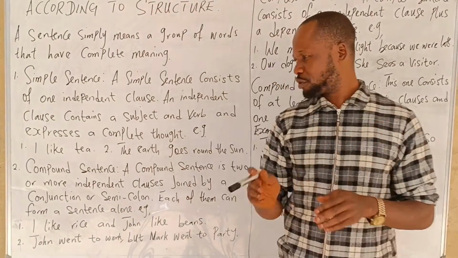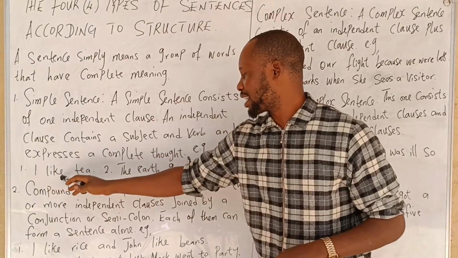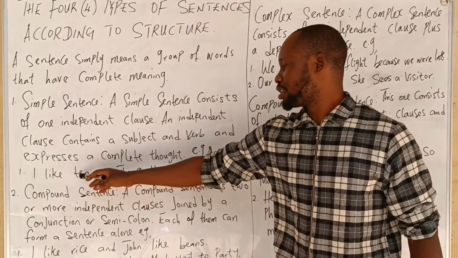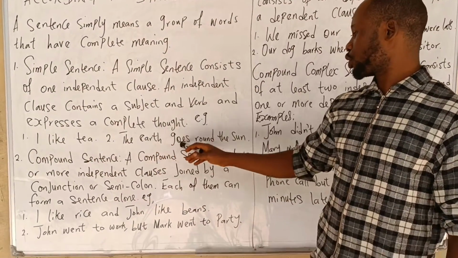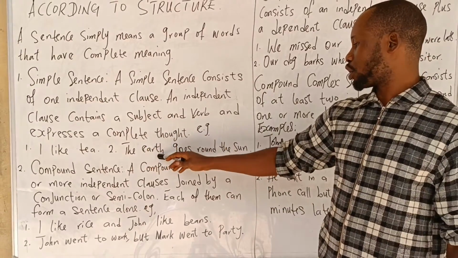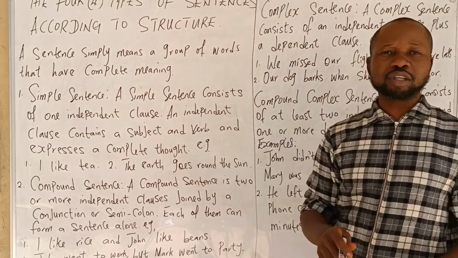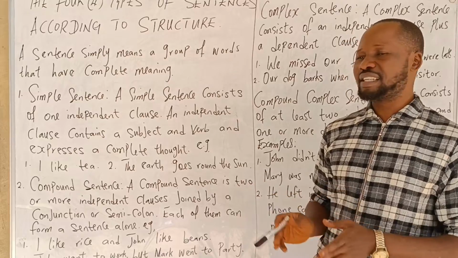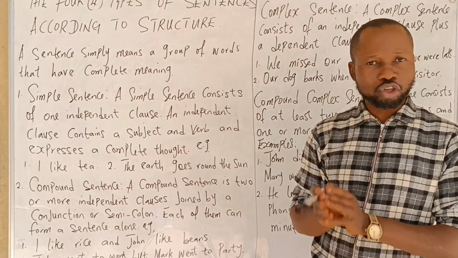Yes. If you see that we have I like tea, I is the subject and this one is the object. The earth goes round the sun. This is its subject and this is the object. So we can say a simple sentence has what? Subject, verb, and what? Object.